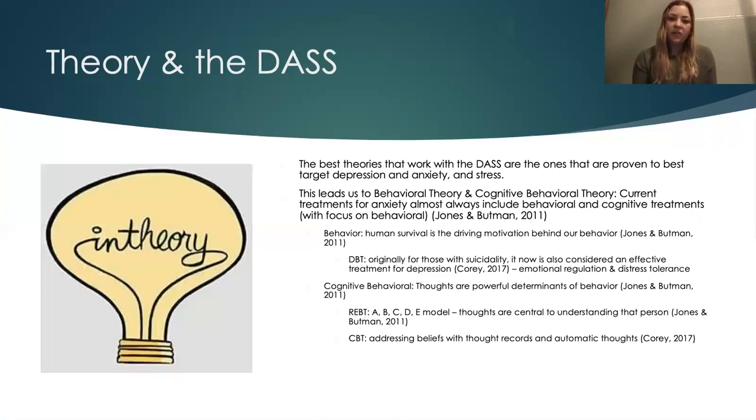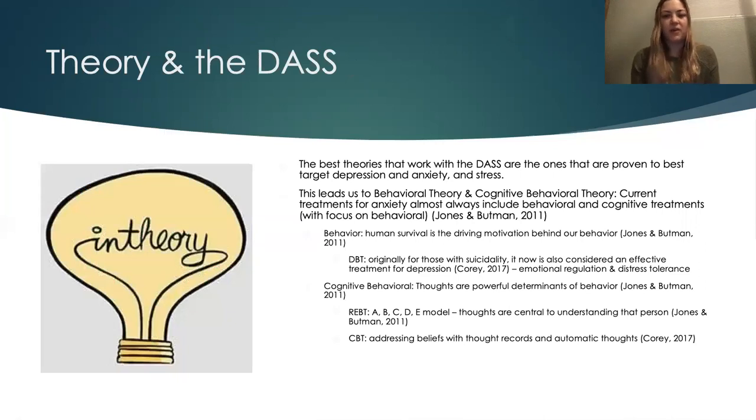For behavior theory, a driving thought behind it is that human survival is the driving motivation behind our behavior. This brings us to DBT, dialectical behavior theory, as it is a common approach used for depression. Within DBT, emotional regulation and distress tolerance are addressed, which are some of the core needs for those who rank on the DASS. For cognitive behavioral theory, thoughts are the powerful determining factor of behavior, and that includes depressive, anxious, or stress behaviors.